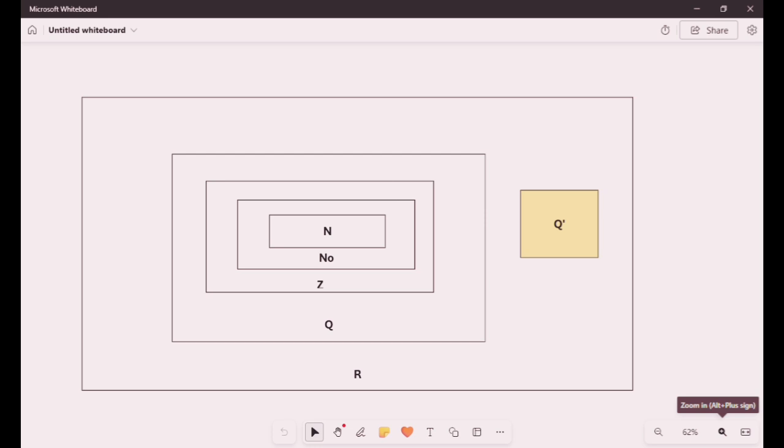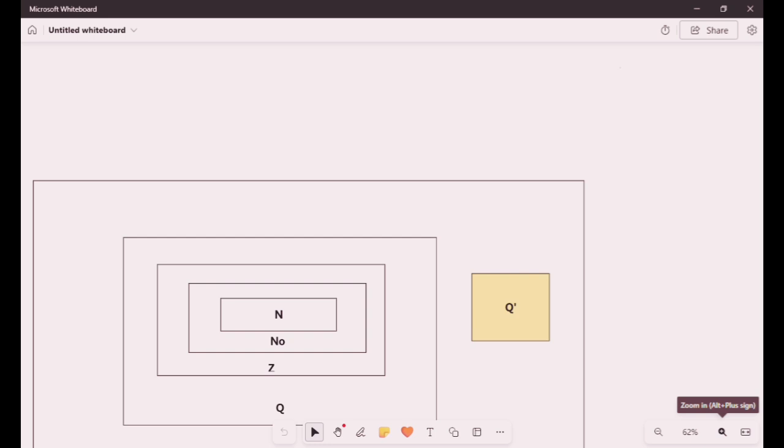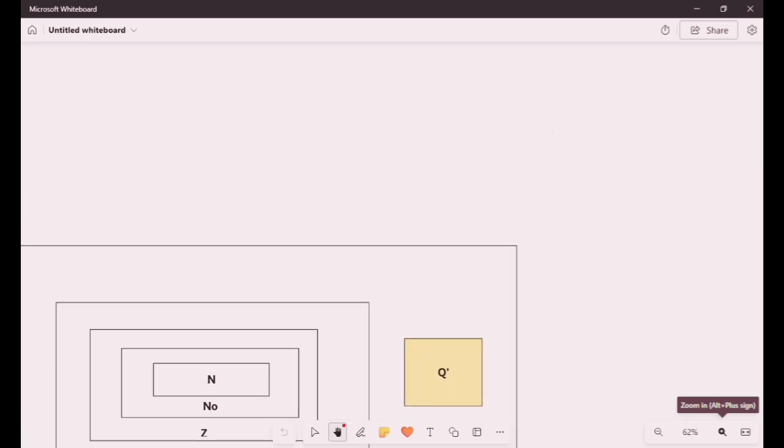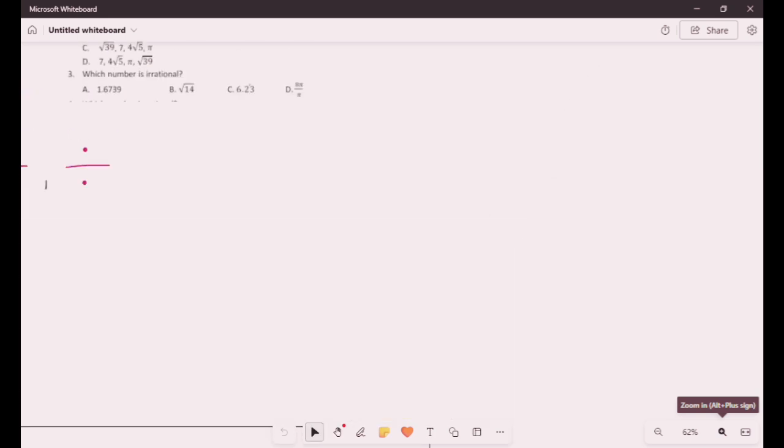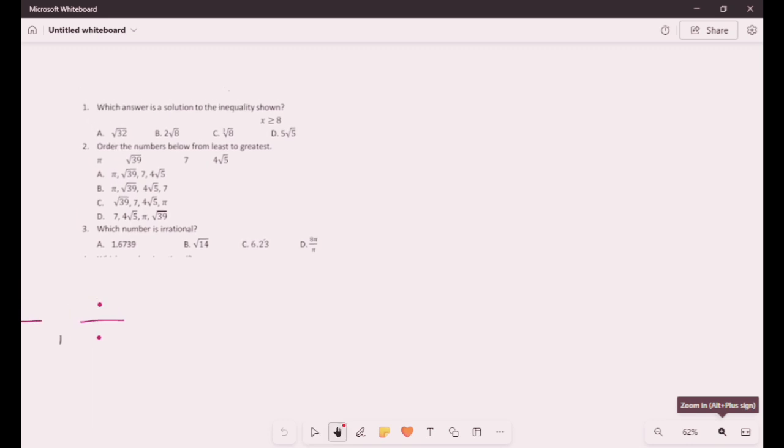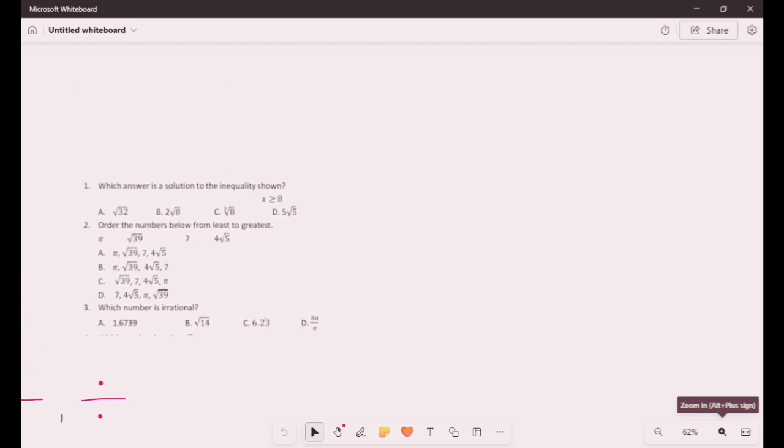And outside of the real numbers, we have the complex numbers. So with the complex numbers, you have your imaginary numbers, or you have numbers that are made up of real numbers and imaginary numbers. So now we want to look at application of using the signs and the knowledge that we have for our number system. So I have an exercise here.